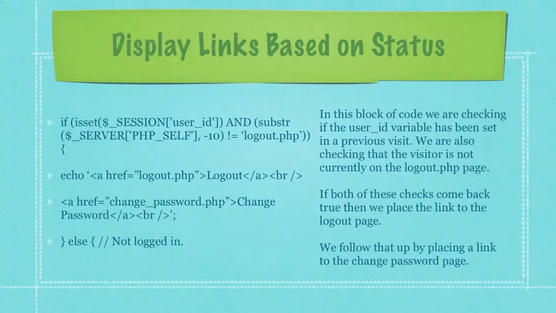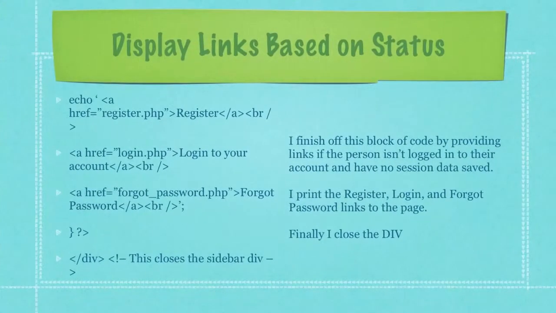In this block of code, we're checking if the user ID variable has been set in a previous visit. We're also checking that the visitor is not currently on the logout.php page. If both of these checks come back true, then we place the link to the logout page. We follow that up by placing a link to the change password page. I finish off this block of code by providing links if the person isn't logged into their account and has no session data saved. I print the register, login, and forgot password links to the page, and finally close the div.